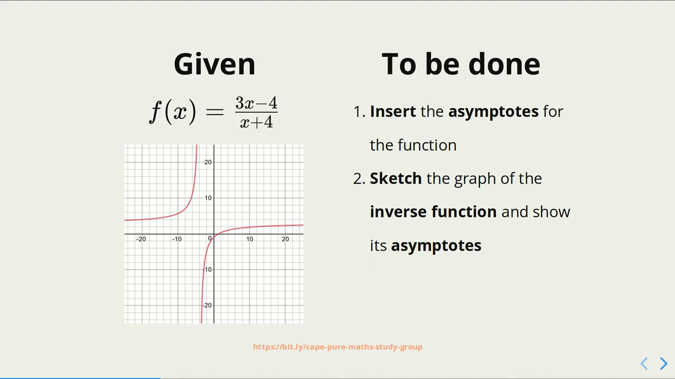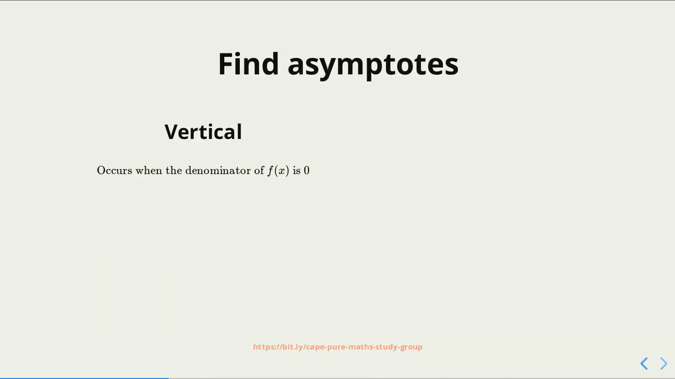Okay, so let's start with part 1 and find the asymptotes to show them on the diagram. The vertical asymptote occurs when the denominator of f of x is 0, that is when x plus 4 is equal to 0, so that we get x equal to negative 4. Therefore, the line x equal to negative 4 is the vertical asymptote.